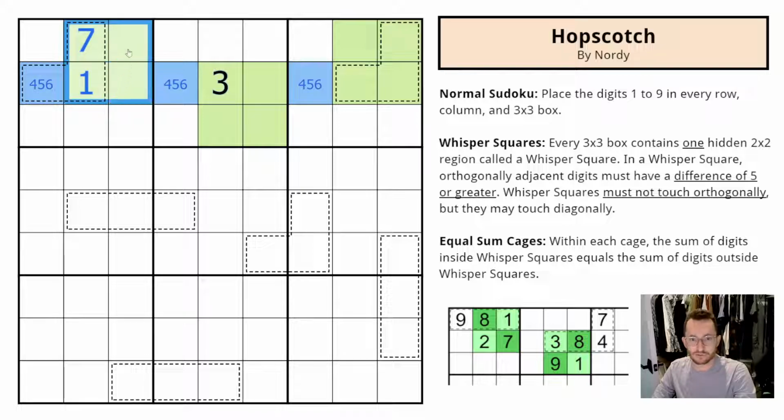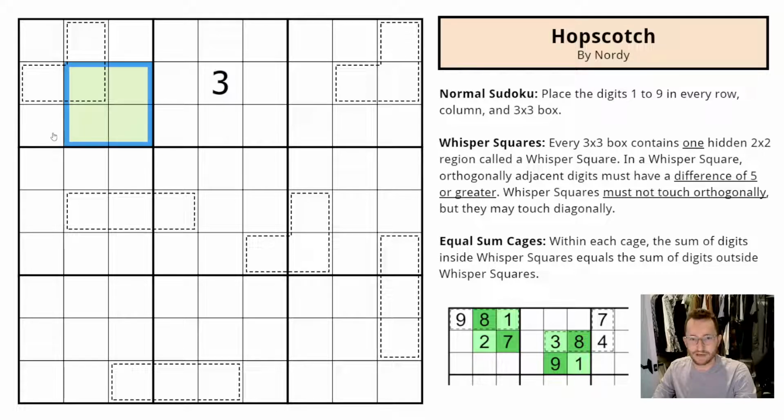So actually the whisper square cannot go here. Otherwise, we're not going to have a valid sum. Similarly, if it can't go here and take these two, it also can't go here and take these two, because we're going to run into this similar problem with this cell. So the only possible place left for the 2 by 2 is here.